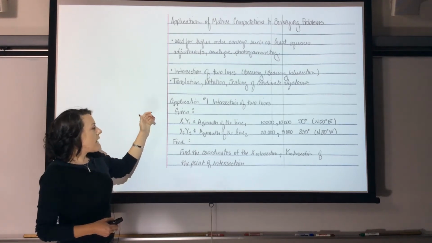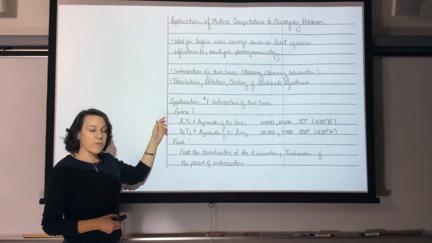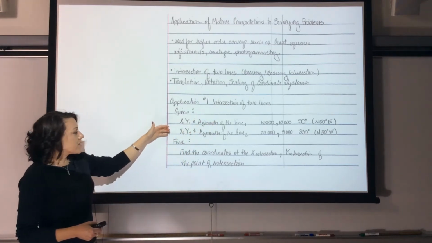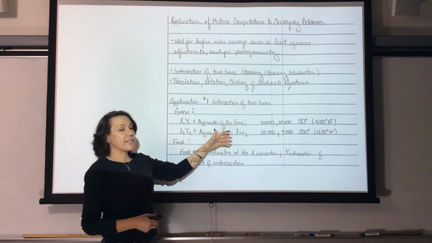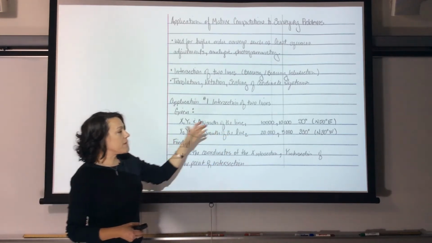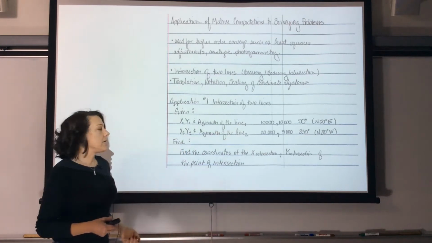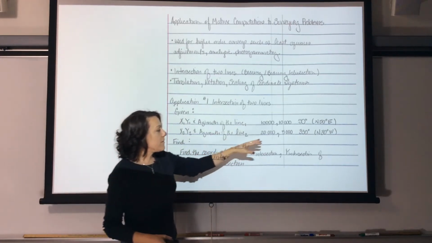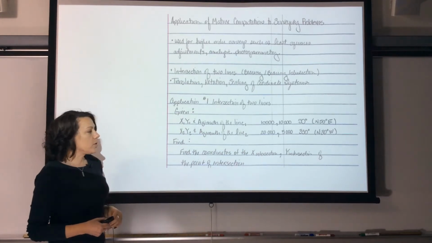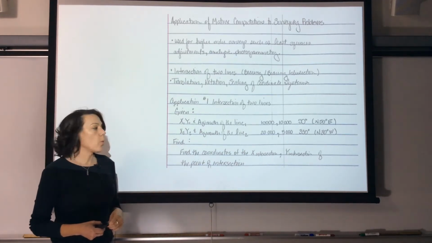We're given an x coordinate and a y coordinate of one point and the azimuth of that line. We're also given the x coordinate and y coordinate and azimuth of a second line. So here are our coordinates: 10,000, 10,000 with an azimuth of 50, so north 50 degrees east. The second one is 20,000, 5,000 with an azimuth of 330 degrees, or north 30 degrees west.